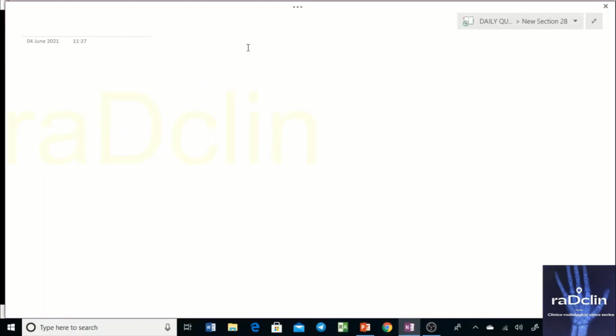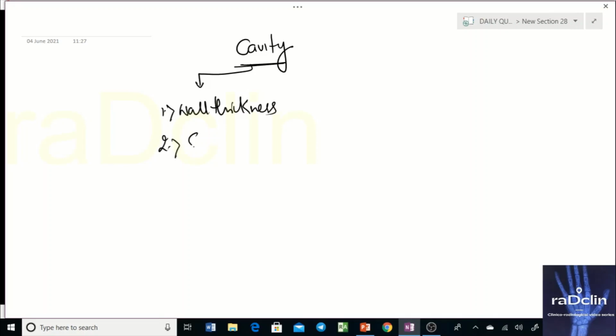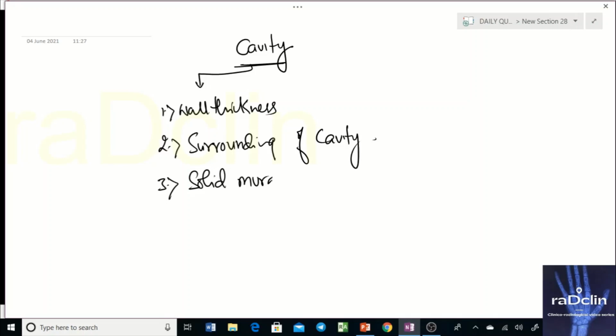Whenever you encounter a cavity, there are a few things that you have to ask. One thing is the wall thickness of that cavity. Another important point is the surrounding of that cavity. You have to look at the surrounding of that cavity. That is important. The third important thing is whether there are any solid mural components, whether they are present or absent, and if present, what is their status post enhancement.